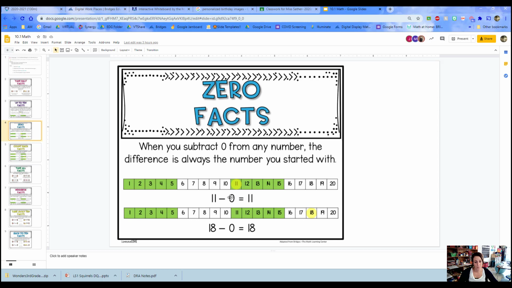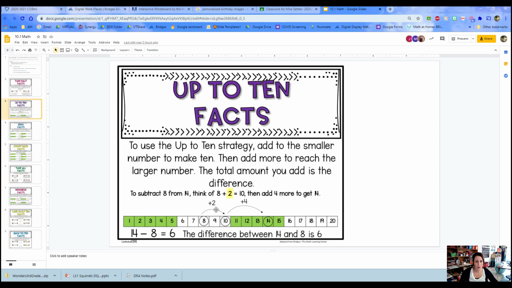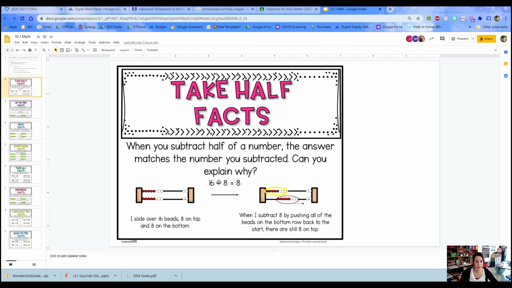Zero facts: anything minus 0. If you have a number minus 0, the answer is going to be the same as the number because you're not taking anything away. Like if I have 11 cookies and I don't eat any, how many cookies do I still have? 11. And then up to 10 facts: we're getting up to that 10 and making a friendly number, and then taking half. When you look at an even number and you're taking away half of it, the answer is going to be the other half. That's where knowing your doubles facts comes in.